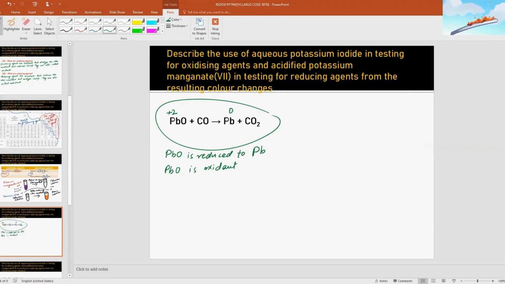CO is the reducing agent. CO is oxidized to CO2 because carbon has gained oxygen. Also, the charge on carbon changes from +2 to +4. So CO is the reducing agent or reductant.